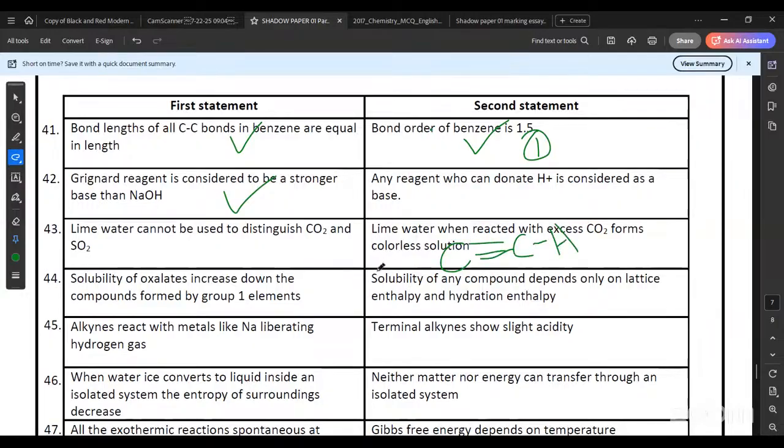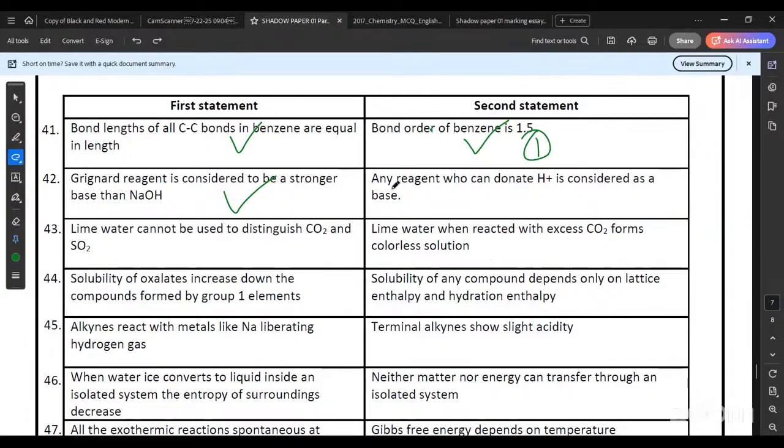This is one example. CH3 C triple bond carbon H. Sodium hydroxide cannot react with this one and remove this hydrogen. It can't take that hydrogen. But Grignard can do it. That's one example. Right? That's an example. But that is not the explanation given here.